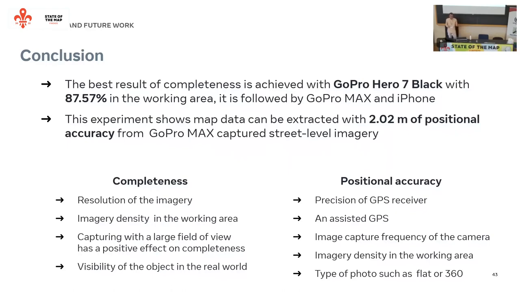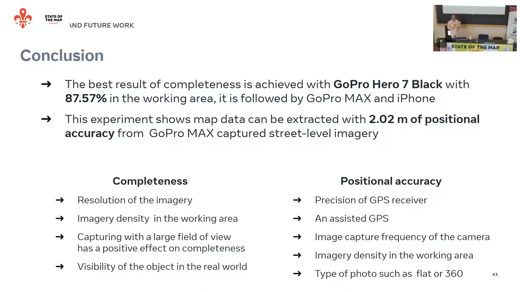So completeness is heavily dependent on the resolution of imagery. I mentioned that when I use iPhone imagery inside the vehicle, it affects the resolution of the images because there is a kind of refraction due to the window of the car. And then image density was another parameter that affects completeness. That's why GoPro Hero 7 achieved the most complete data, because with GoPro Hero, you can capture 0.5 second time-lapse data, which means that you have denser street level imagery, which means that you have denser point clouds. That was one parameter that affects the completeness.